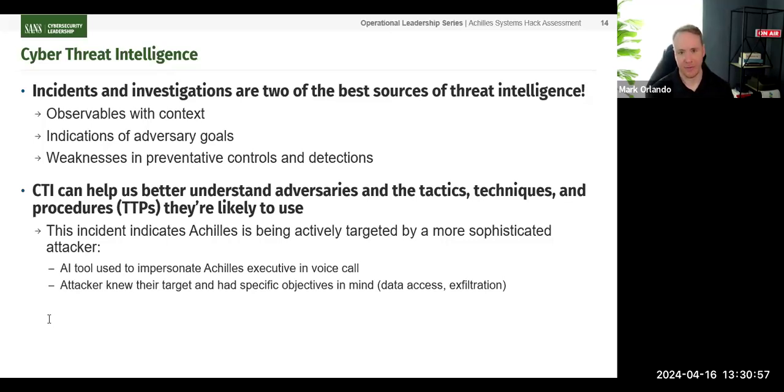At a high level, the intelligence about this incident tells us that we're dealing with a relatively sophisticated type of adversary. Seems that they may have used an AI tool to impersonate that executive. It was a voice call to the service desk, right? Sounded just like this executive who was known to a lot of the service desk members. The attacker knew their target. They had specific objectives in mind. All of these point to a targeted attack by a relatively sophisticated attacker.